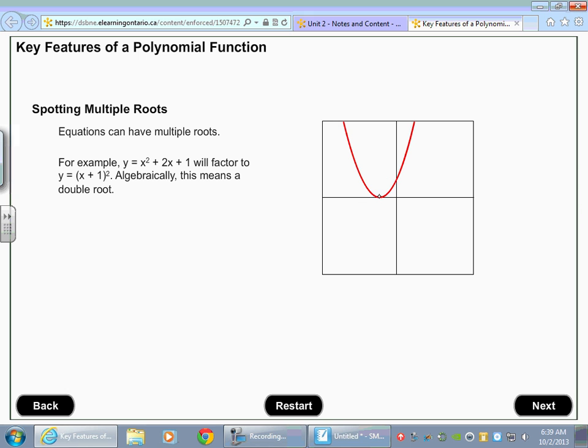Right there, that's the spot. x is negative 1. And so from the term x plus 1 here, I can determine that at negative 1, the value that makes this thing go to 0 is where my zeros will occur.